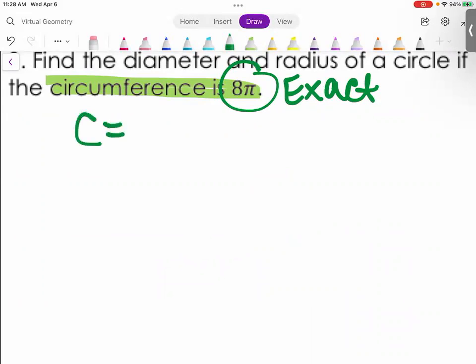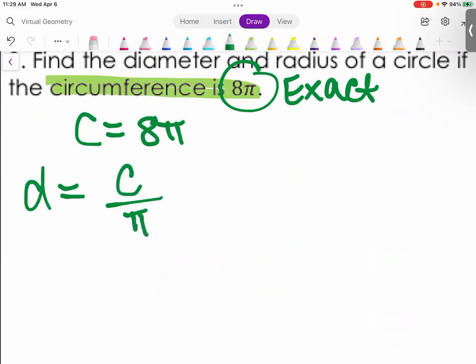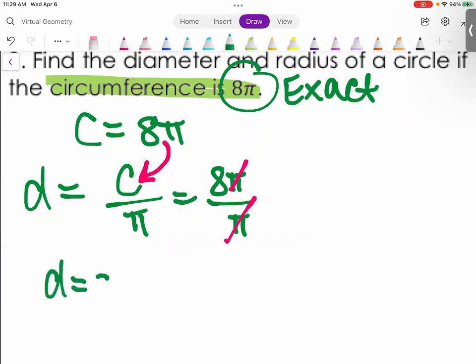So if my circumference is 8 pi, the diameter says to take circumference and divide by pi. So I'm going to take that 8 pi and plug it in for circumference. So 8 pi divided by pi. All right. Now, the nice thing with these solves, especially when they're exact, I have pi over pi, so they cancel out, making my diameter just the 8.